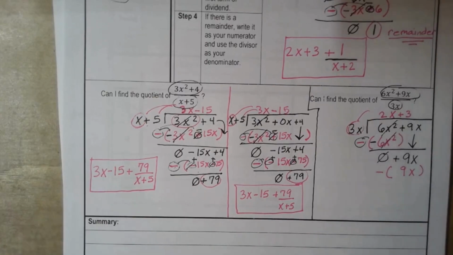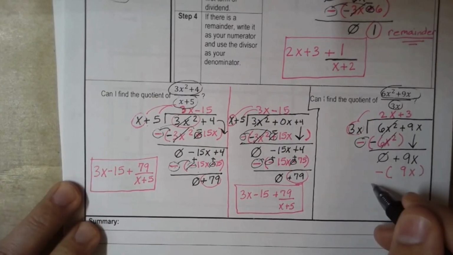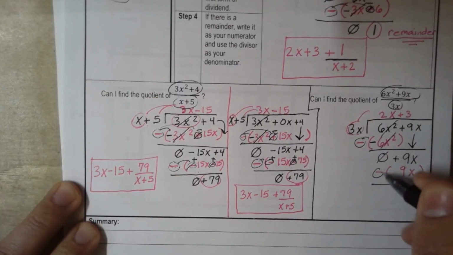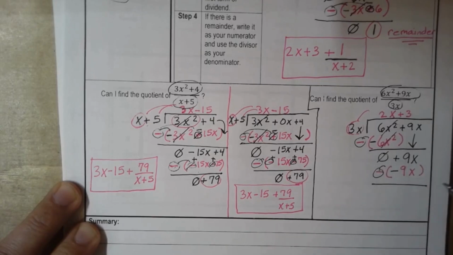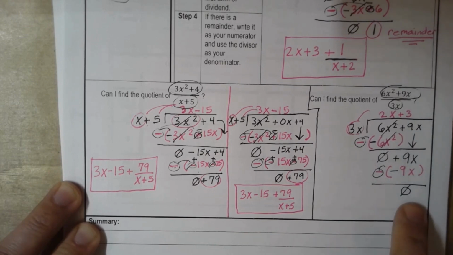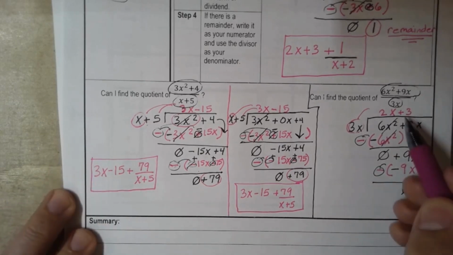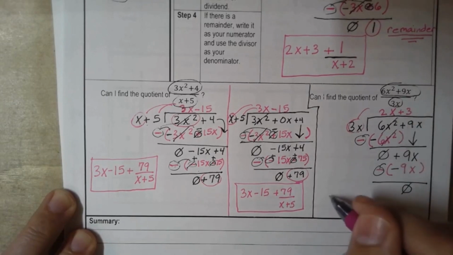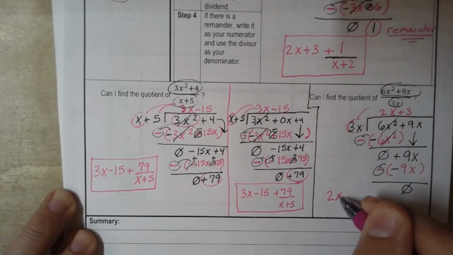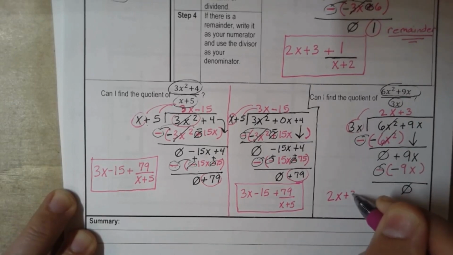Now I'm going to distribute my negative sign. So this negative 1 times 9x gives me negative 9x. And 9x minus 9x leaves me with 0. In this case, we have no remainder. So our final answer is just going to be the quotient that we have up on top, which is 2x plus 3.